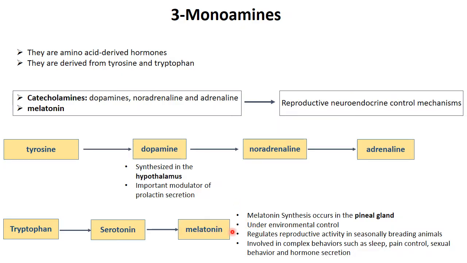So the synthesis of melatonin occurs in the pineal gland under environmental conditions. Those environmental conditions are the cycles of day and night, and it was described to regulate reproductive activity in seasonally breeding animals. So it has an important role in reproduction in seasonally breeding animals, but not in humans. It is involved in complex behaviors such as sleep, pain control, sexual behavior and hormone secretion.